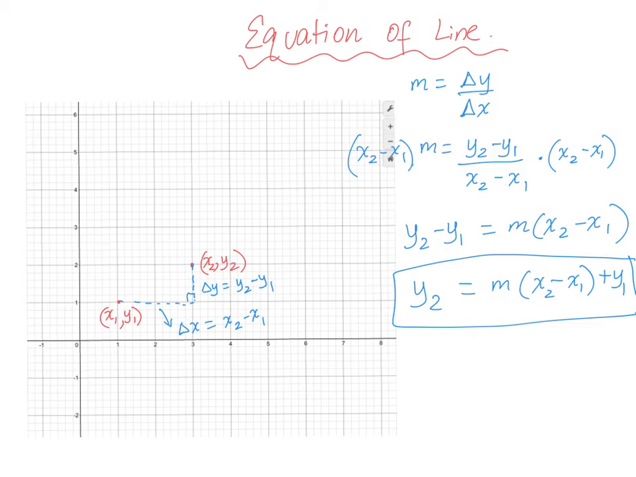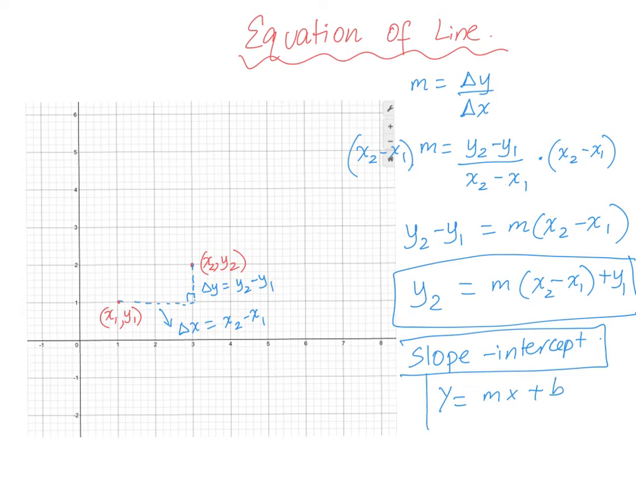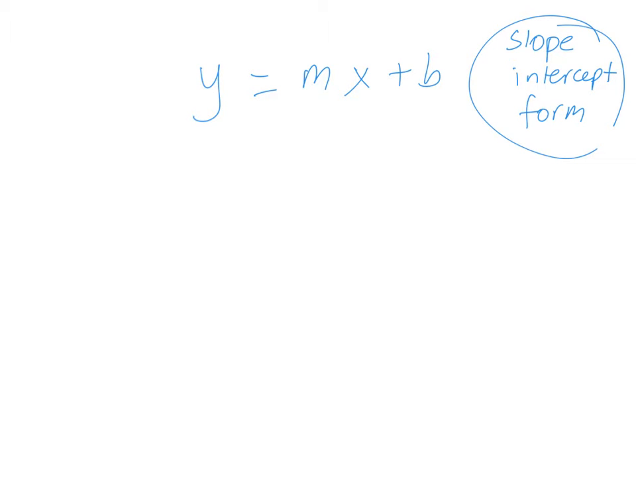Normally books will represent the slope-intercept form, if we simplify, as y is equal to mx plus b, where m is your slope and b is your y-intercept. Okay? So for any line that we have, we'll always have this as a straight line form in the slope-intercept form. There are other forms too, but we'll concentrate more on this. So this is our slope. This is our y-intercept.